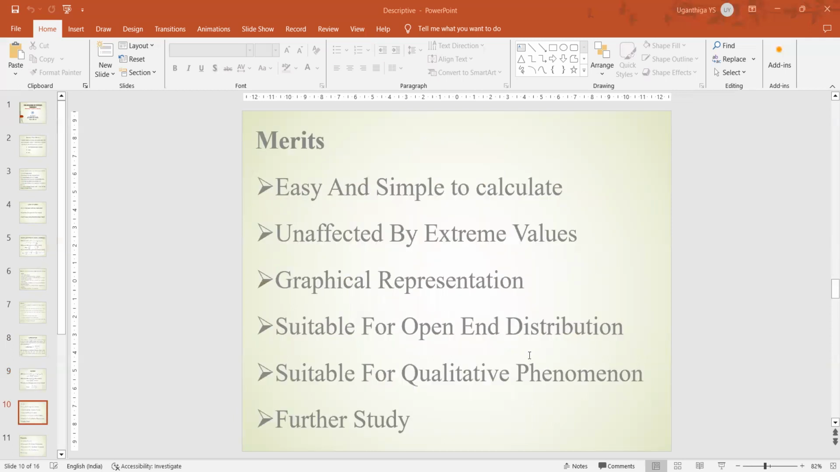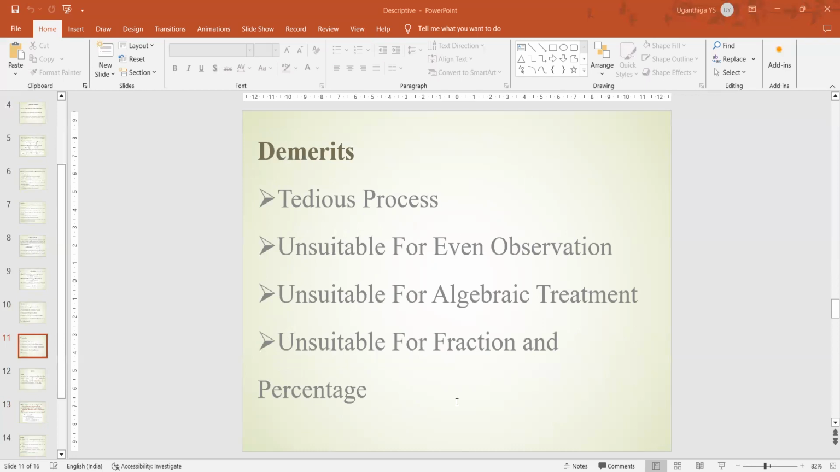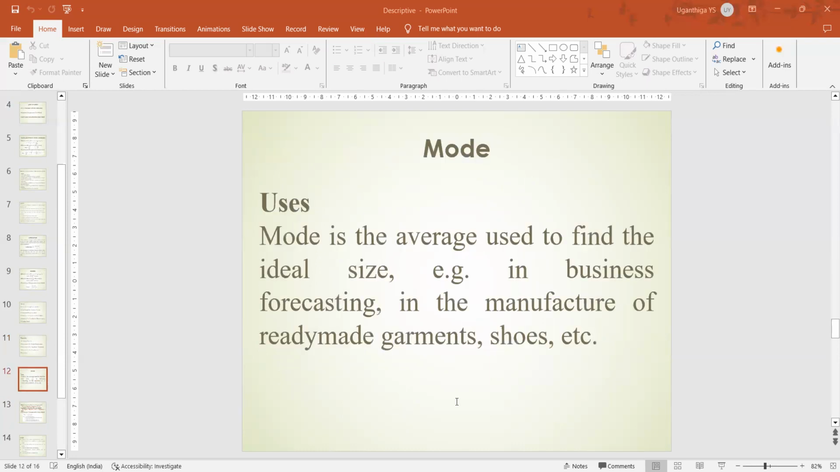So the merits of the median: easy and simple to calculate, unaffected by extreme values, graphical representation, suitable for open-end distribution, suitable for qualitative phenomena, and further study. All this we consider the merits of the median. Then the demerits: tedious process, unsuitable for even observations, unsuitable for algebraic treatment, unsuitable for fractions and percentages. These we consider the disadvantages or demerits of the median.